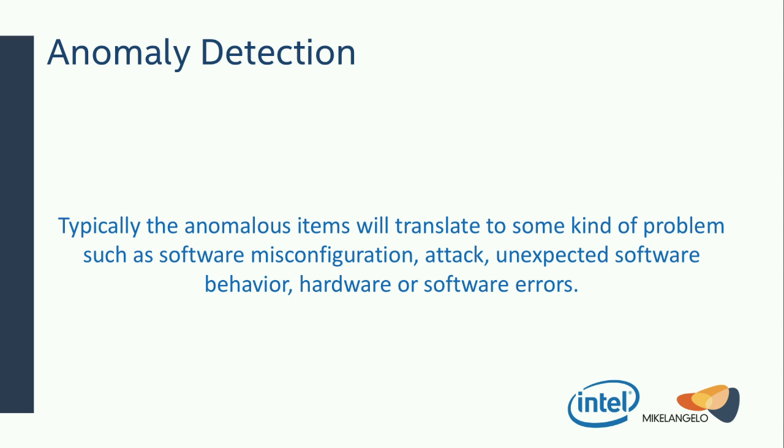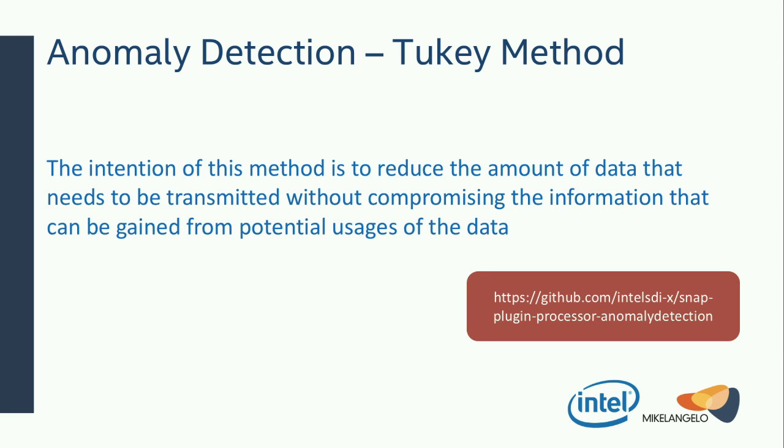The simple anomaly detection that we have is the Tukey method. This is a really simple formula. Using this, you can easily reduce the amount of data that needs to be transmitted without compromising any information. What it's doing is looking at the data sets, and if something is out of shape, then only transmitting that part of the data sets. This can be very easily configured on your system.